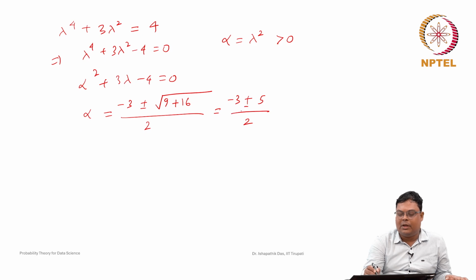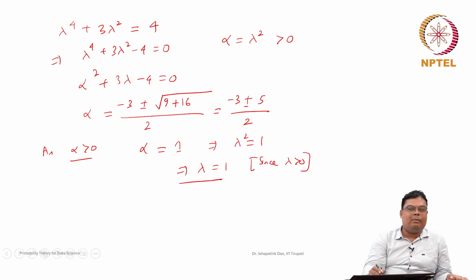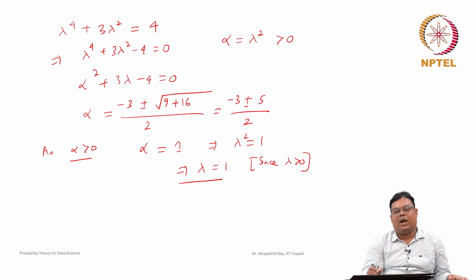So, there are two roots: minus 3 minus 5, it is nothing but minus 8 by 2, this is minus 4. A negative number cannot be possible, as alpha is greater than 0, alpha is only a positive number. So, we will consider minus 3 plus 5 by 2, so 2 by 2, this is equal to 1, which implies lambda square is equal to 1. Again lambda is also positive, so lambda is equal to 1. So, from here we can solve the values of lambda. This is just another problem, so this is how to find lambda.